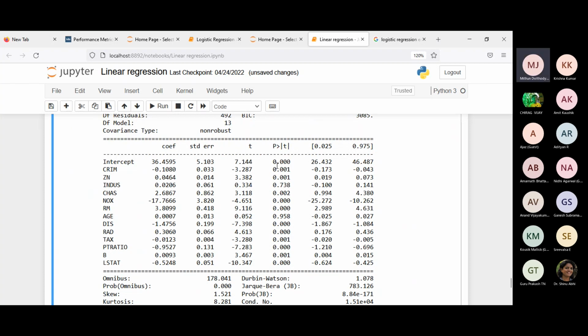You can look at the probability value to decide whether a variable is important or not, because those variables with a p-value less than 0.05 are important, and those variables with a p-value bigger than 0.05 are unimportant.